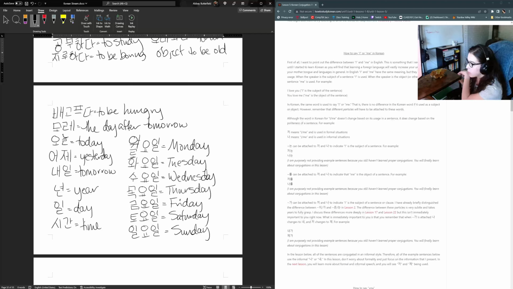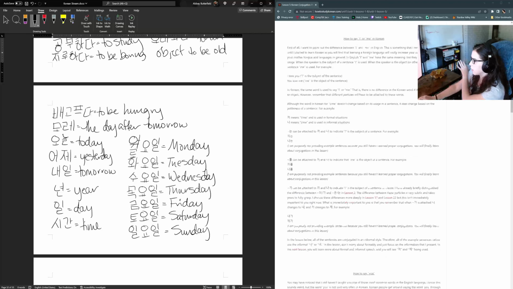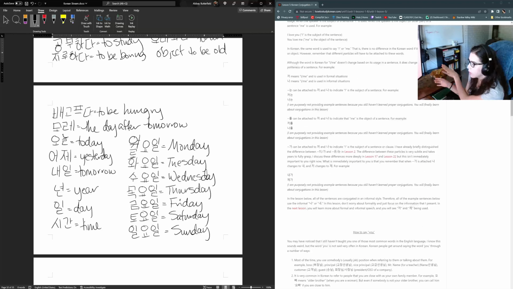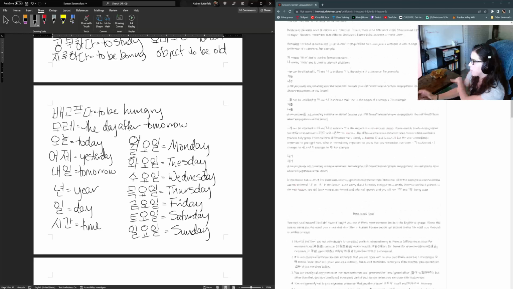는 can be attached to signify that it's a subject, as we learned in lesson 1. Or 를 is attached to signify it's an object of the sentence. 가 can be attached to 저 and 는 to signify that it's... 이 and 가. Sorry.